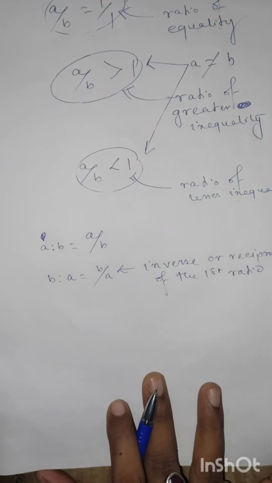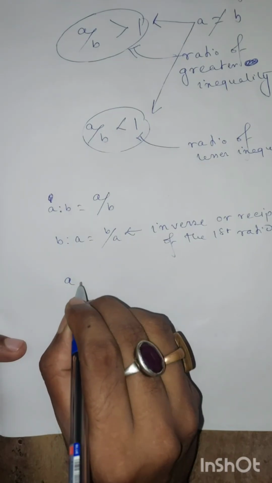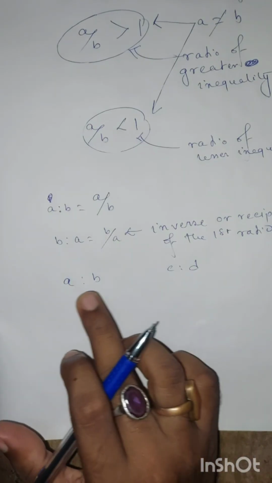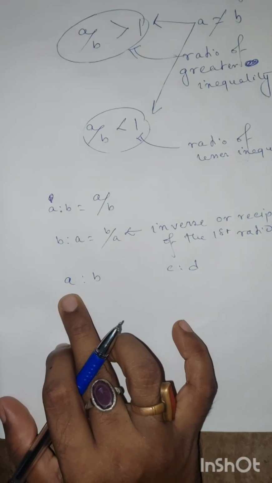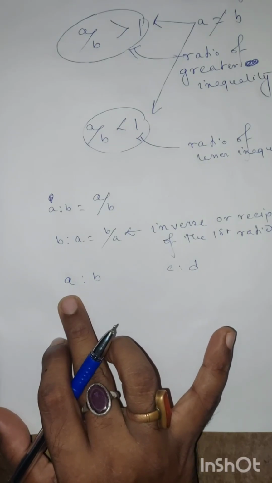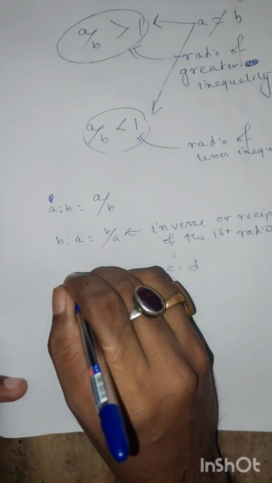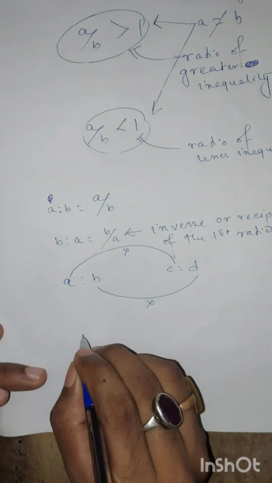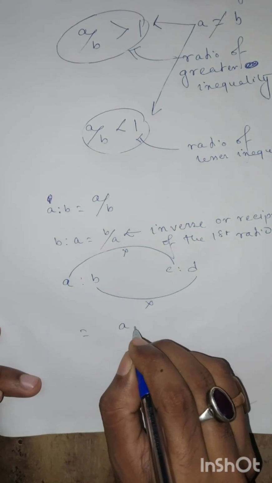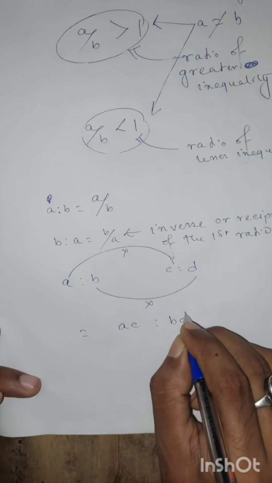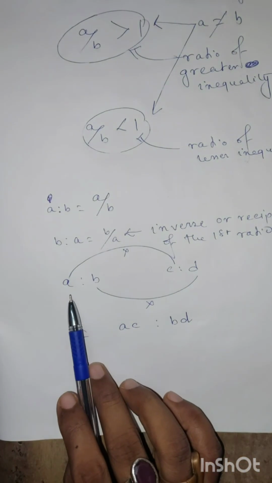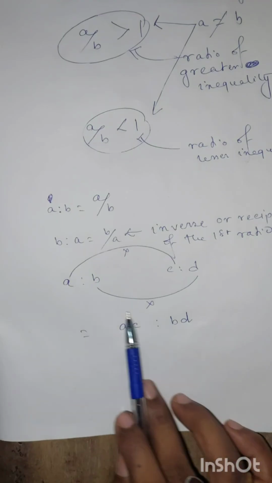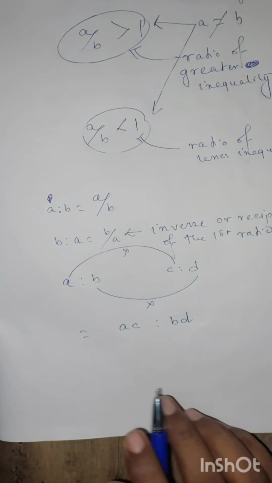When two different ratios are given, A is to B and C is to D, if we multiply the first term to the first term, that means antecedent to antecedent, and consequent to consequent, we get AC is to BD. When we multiply antecedent to the antecedent and consequent to the consequent, we get a new ratio. This is called the compound ratio.